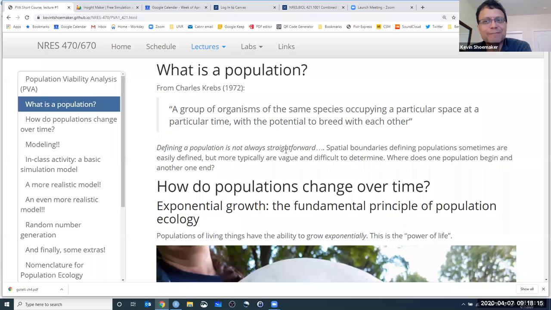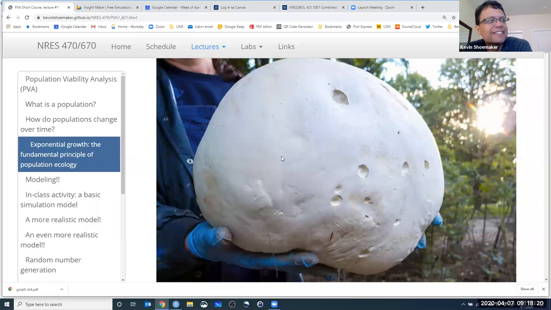Talk about this giant puffball, for instance. Now, all organisms are capable of exponential growth. It's kind of like this fundamental property of life that organisms can grow exponentially. That is, even if it's a really slow growing animal, like an elephant or something, it's capable of exponential growth. And with enough generations, that species will take over the earth if they grow exponentially, right? So exponential growth is not super sustainable because given enough time, enough generations, any organism growing exponentially will take over the universe, essentially.